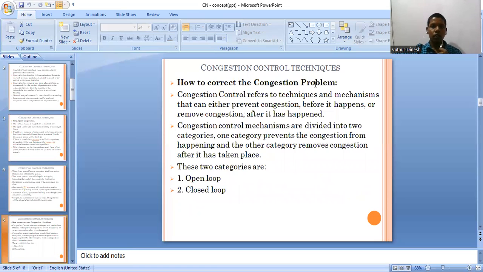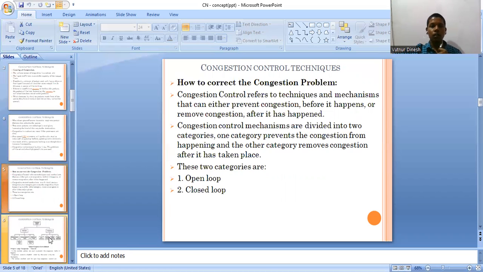How to correct the congestion problem? Congestion control refers to techniques and mechanisms that can either prevent congestion before it happens or remove congestion after it has happened. Congestion control mechanisms are divided into two categories. One category prevents the congestion from happening, and the other category removes congestion after it has taken place. These two categories are open loop and closed loop.